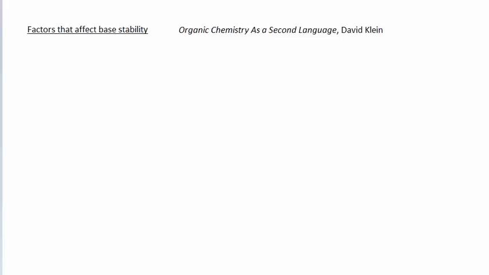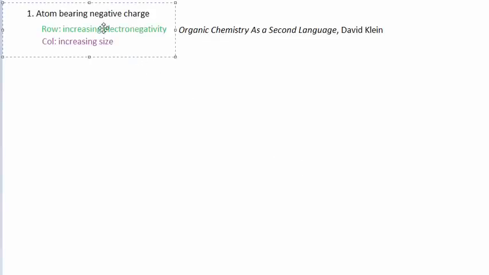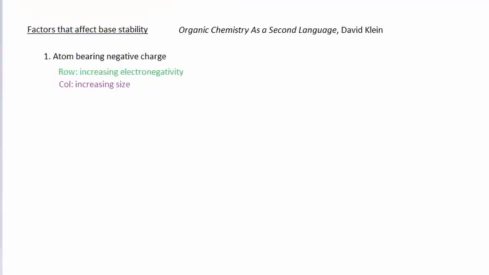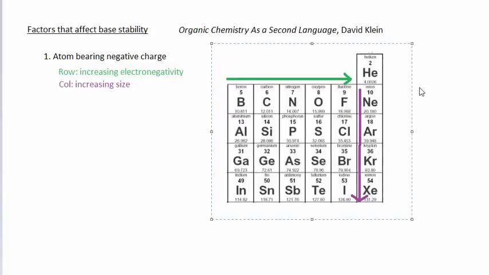All right, so the first factor that we care about when comparing two compounds is the atom that bears the negative charge. So what do we mean by that? First of all, let's look at a periodic table, particularly the portion of the periodic table that corresponds to where most of our organic compounds are going to be. If you remember your periodic trends, from left to right in a row, the electronegativity increases, where fluorine is the most electronegative. And for instance, oxygen is more electronegative than nitrogen. The more electronegative an atom is, the better its ability to stabilize a negative charge.